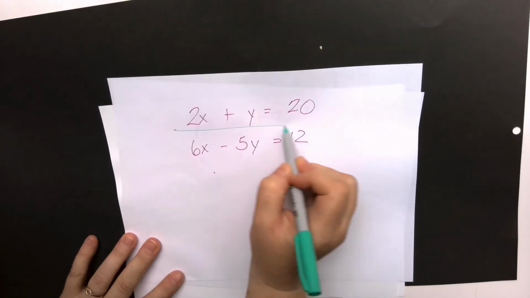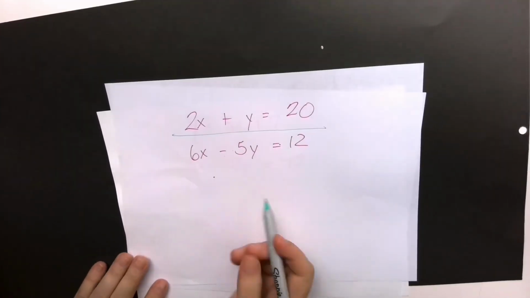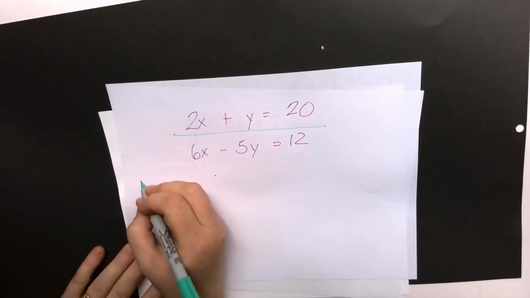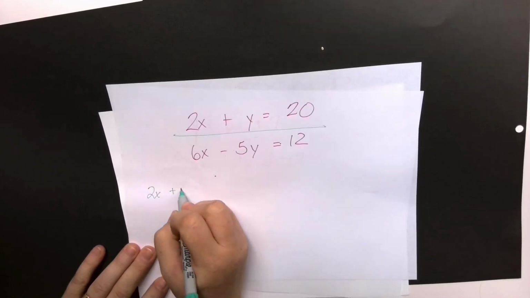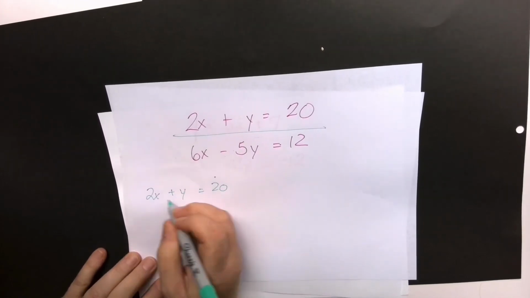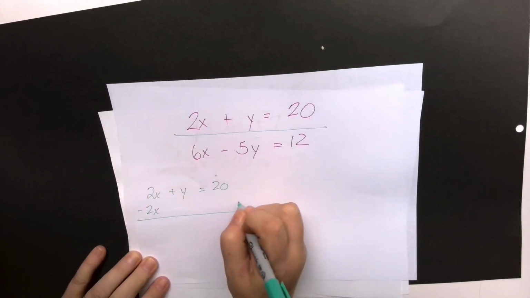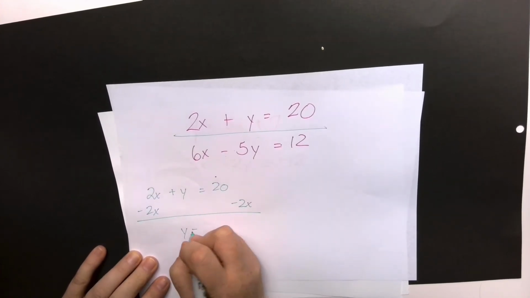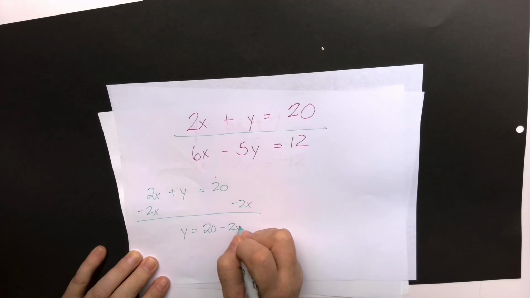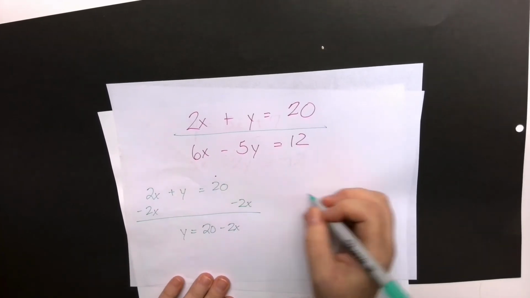Now again, I have one here, and it is in standard form. And so I need to get y by itself. So I'm going to take 2x plus y equals 20, and I'm going to subtract out the 2x on both sides, and I'm going to be left with y is equal to 20 minus 2x. And so I have this definition for y, and I can substitute it in.